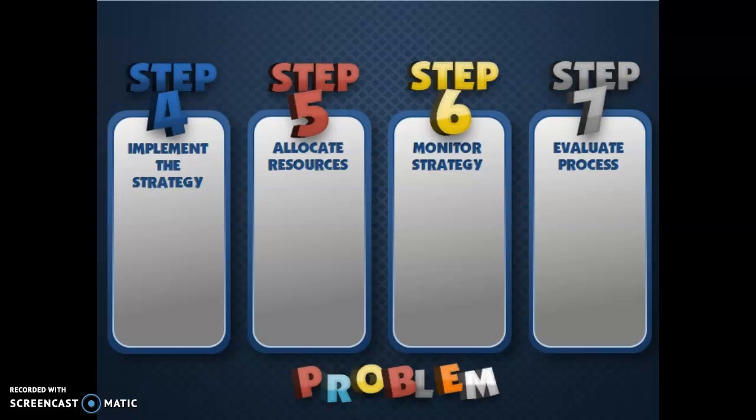Step 6 is monitor. Is this strategy working, right? Has everyone got the resources they need? Is our problem dissipating? And then step 7, evaluate the process. In other words, did this strategy work? Have our sales increased because of the strategy that we have put in place?